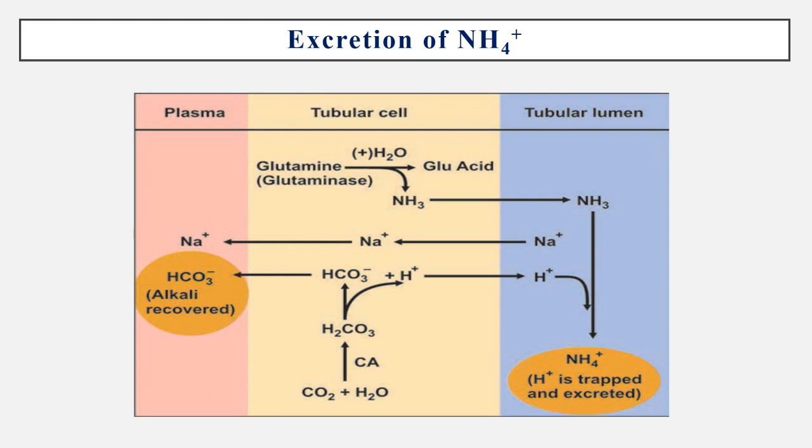You can see here, this glutamine is converted to glutamic acid by the enzyme glutaminase, and here ammonia enters into the tubular lumen. This ammonia combines with H+ ions to form ammonium. This ammonium can't re-enter the cells, so it is excreted in the urine. This ammonium is the major urine acid.